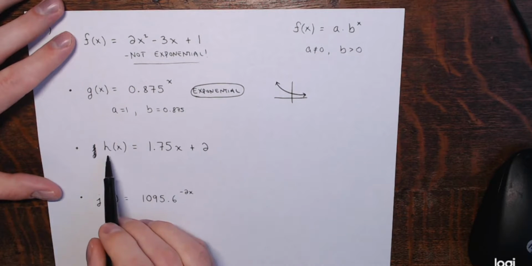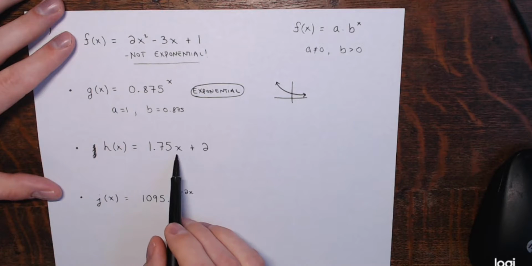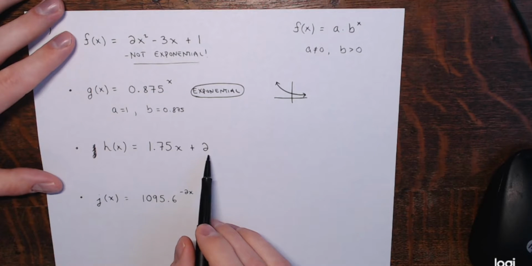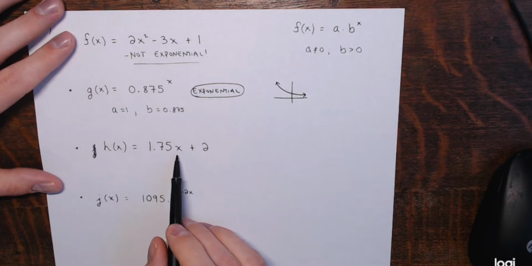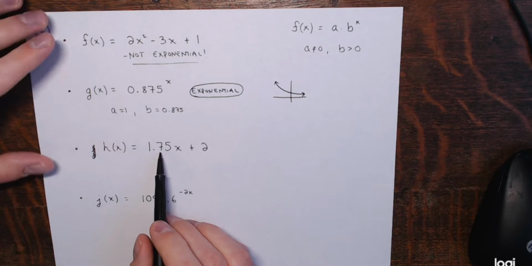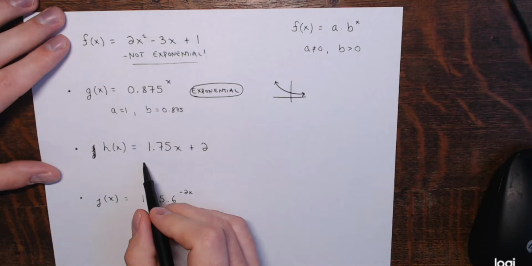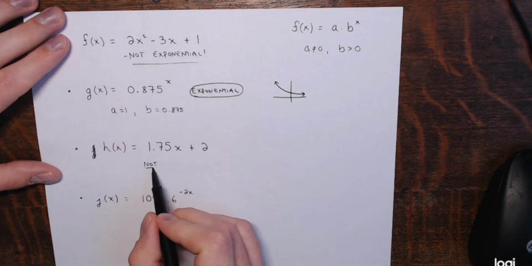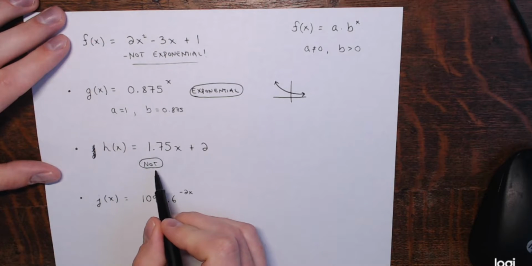Third example here, h of x equals 1.75x plus 2. This is a linear function. Every time I increase x by 1, the output would increase by the same amount, 1.75. Not the same percentage, but the same amount. And that was a linear function. This is not exponential.